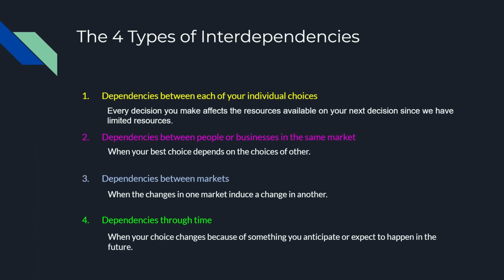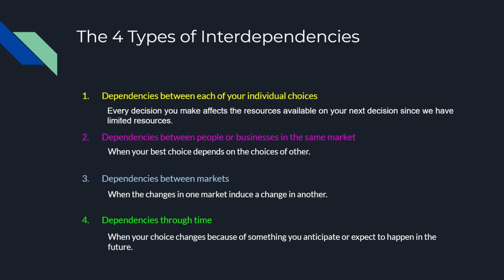So there are four types of interdependencies. The first one is dependencies between each of your individual choices. Second one is dependencies between people or businesses in the same market. Third one is dependencies between markets, and the fourth one, dependencies through time.